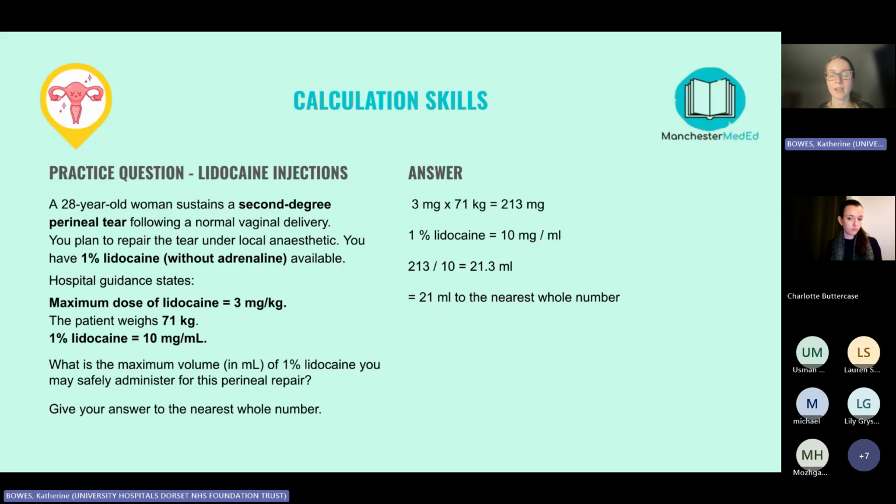So first of all, I just want to find out the maximum milligrams that she can be given. So I've done 3 times her weight, which is 213. That's her maximum milligrams. And we know that we've got 10 milligrams per 1 mil. So I'm going to do the 213 that I've calculated divided by 10, and that gives me the 21 milliliters. So that's converting our milligrams to milliliters. Okay, that's the max milliliters that we could use for her. Hope that makes sense.